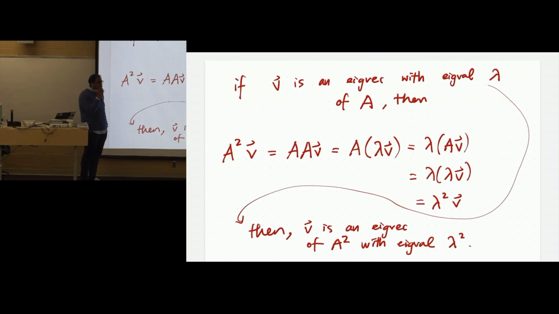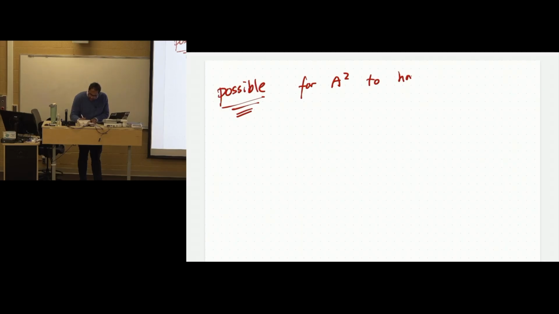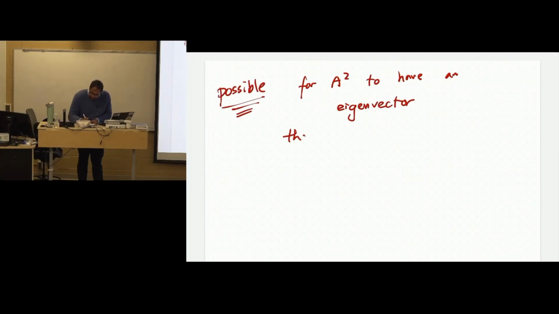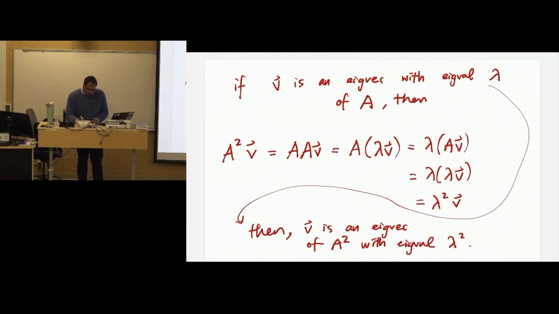One thing I'll say is that the converse of this statement is not necessarily true. It's true in the matrices that we've seen so far, but I could make a matrix where A squared has an eigenvector that A doesn't have. Can anyone think of an example? It's possible for A squared to have an eigenvector that A doesn't have. And so I'll emphasize that this is only one direction.